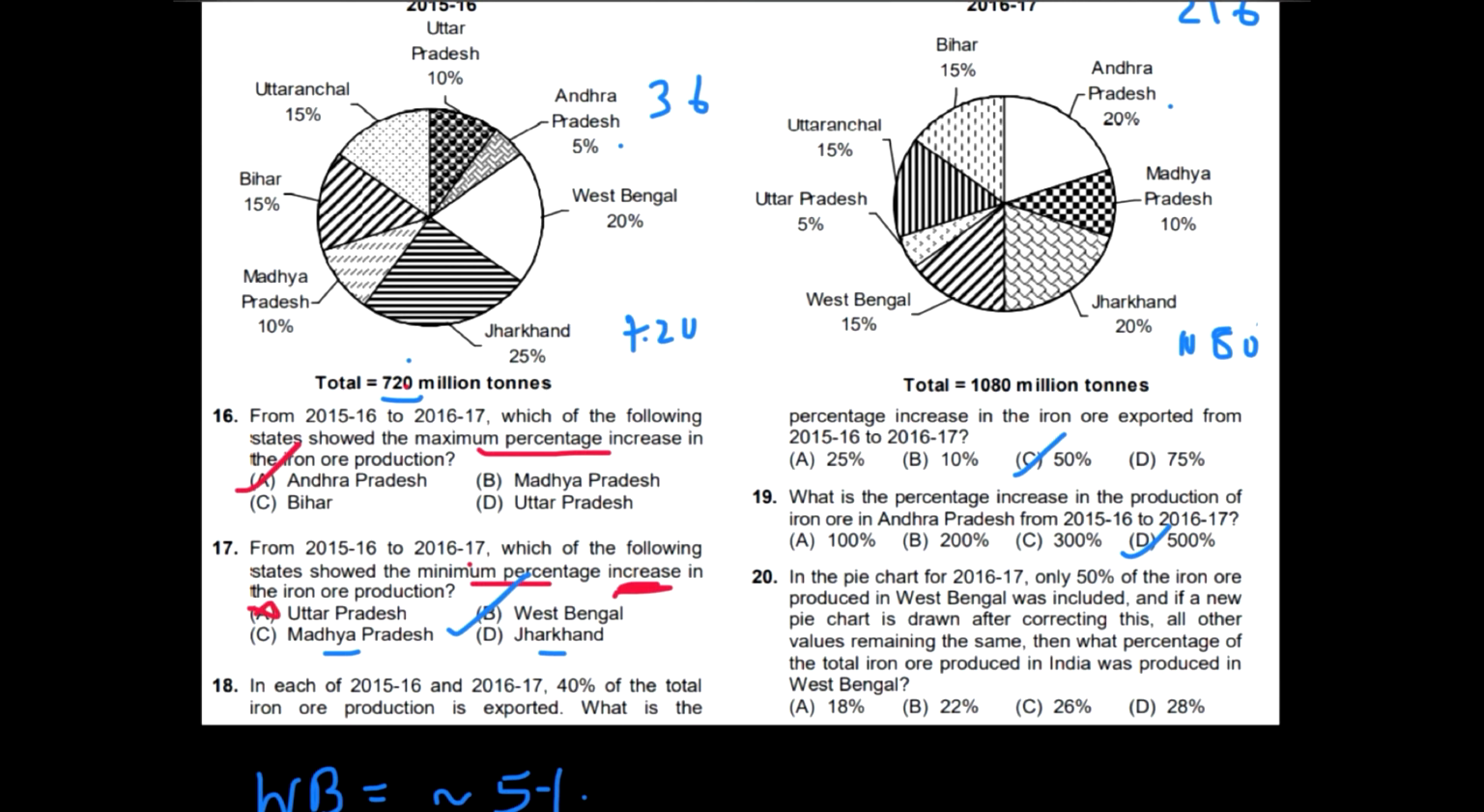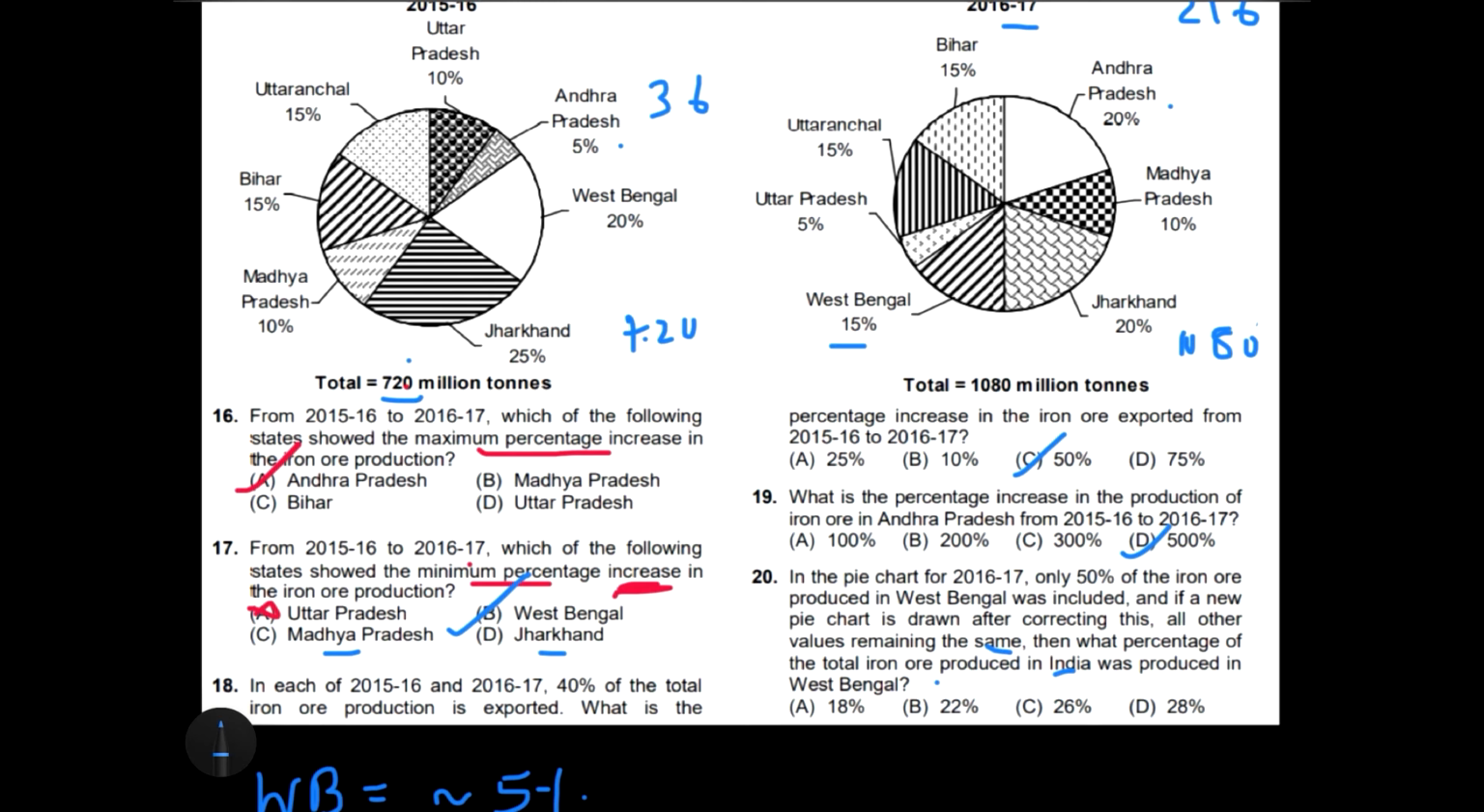So, they are saying that whatever amount we noted down for West Bengal in the 16-17 chart was actually just half the value which was actually produced. So, they are asking us to find out, if in the new pie chart the other values remain the same, what percentage of the total iron produced in India was produced in West Bengal? Now, two things to be kept in mind.